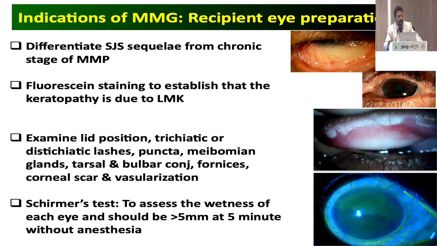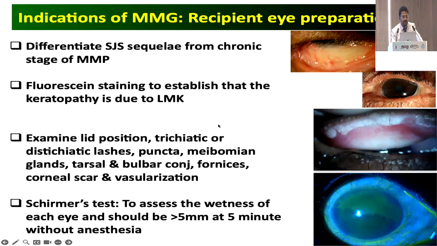So the indications for MMG and recipient eye preparation: first you have to differentiate the SJS sequelae from the chronic stages of MMP. This is a patient who had MMP. You can see the pharyngeal shortening, symblepharon, all these things. If you do these cases with MMP, this will be a disaster, because these MMP patients need immunosuppressives, but SJS patients don't need them.